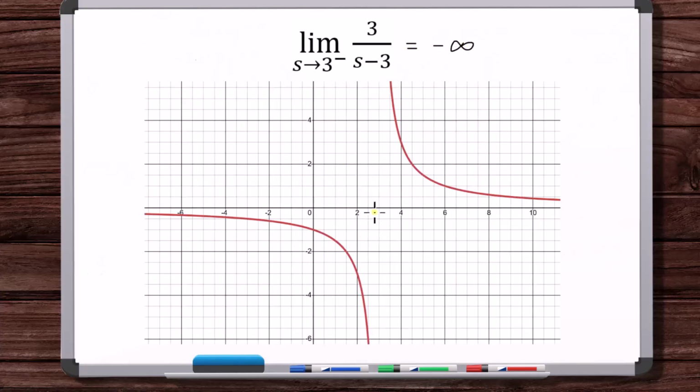And that's what we see. So 3 is a vertical asymptote. And coming from the left, the function is going to negative infinity. Coming from the right, the function is going to positive infinity. So as s approaches 3 in general, this would be a DNE.